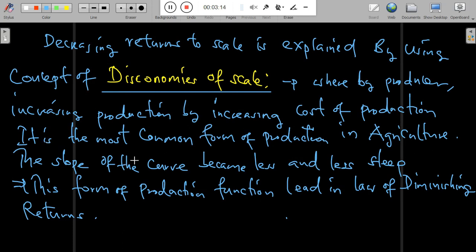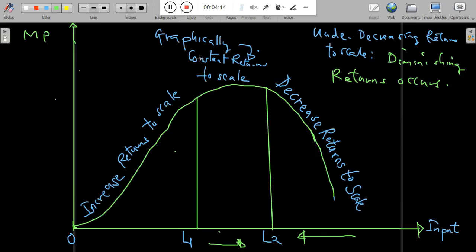Most of the economies of scale occur in this type of production, decreasing returns to scale, where producers increase production by increasing the cost of production. It is the most common form of production in agriculture. The slope of the curve becomes less and less steep. This form of production function leads to the law of diminishing returns. I hope you understand: when the total product and average product increase, they reach a maximum point where they will start to decrease.